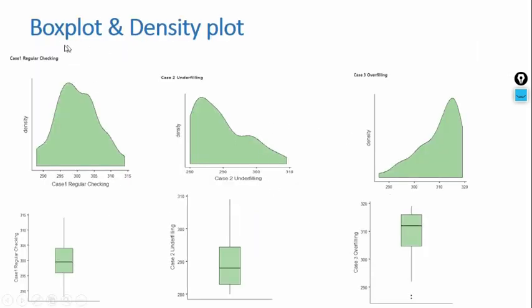Friends, you can check from here also. I have prepared a box plot and density plot. I have copy-pasted them in the slides to show more clearly. This is the box plot of case 1, this is the box plot of case 2, and this is case 3. There are some outliers. These dots are called outliers.